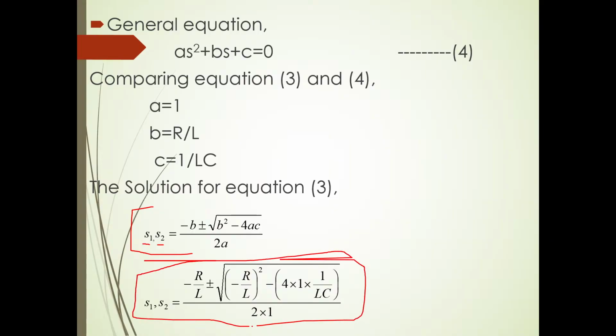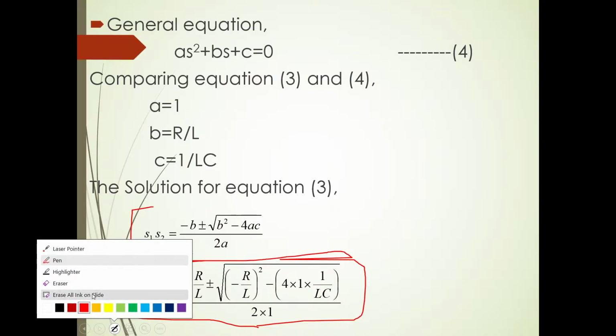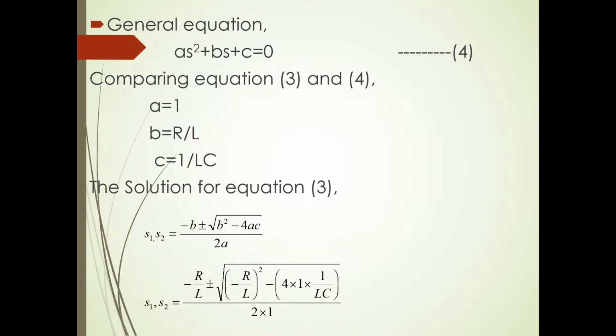So s1, s2 is equal to minus r by l plus or minus root of (minus r by l) square minus 4 into 1 into 1 by LC, whole divided by 2 into 1. This is the expression that you are going to get for the solution to determine the roots. Okay. So these are the roots.